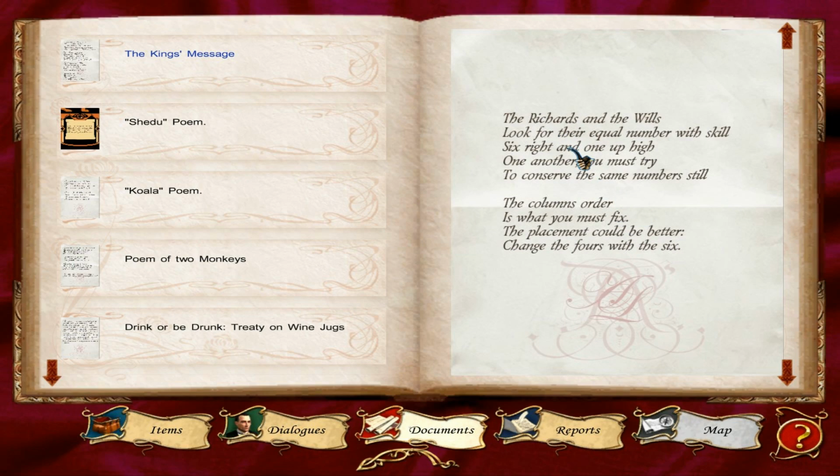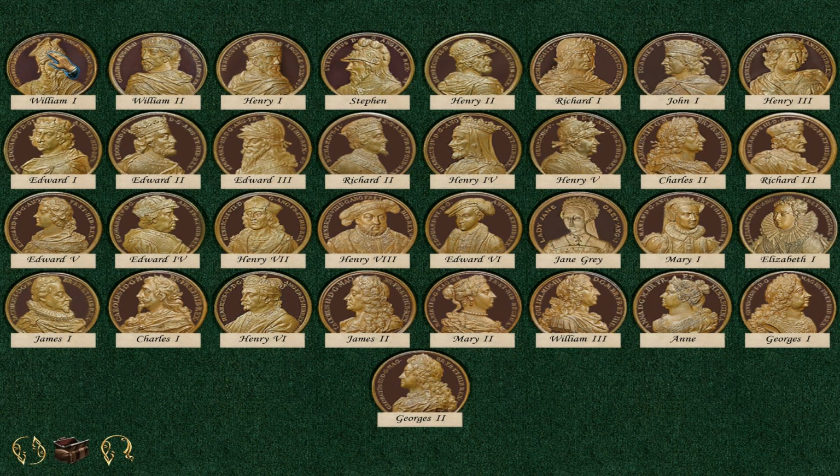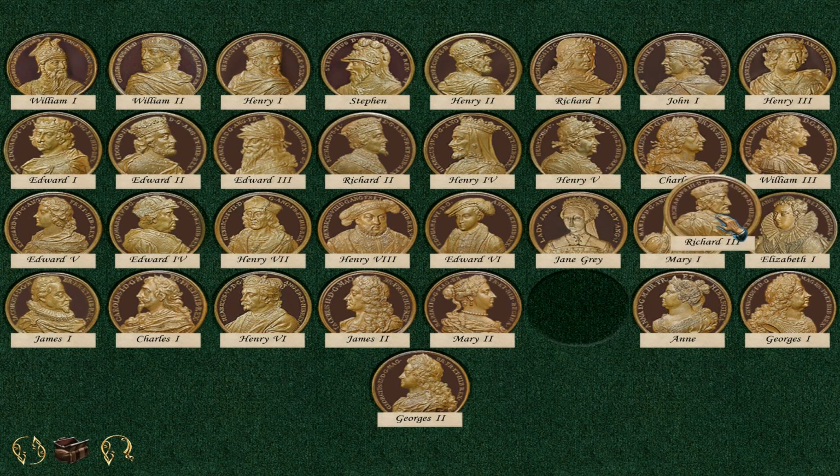Right. The rich and the wills look for their equal number with skill. 6 right and 1 up high. One another you must try to conserve the same numbers still. No, I was thinking it might be this. Because this doesn't make any sense to swap brand like this. 1, 2, 3, 4, 5, 6. Actually, you swap, don't you?